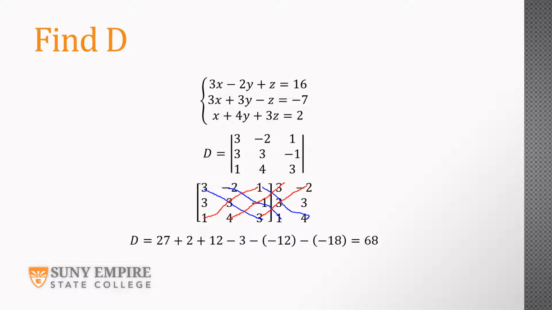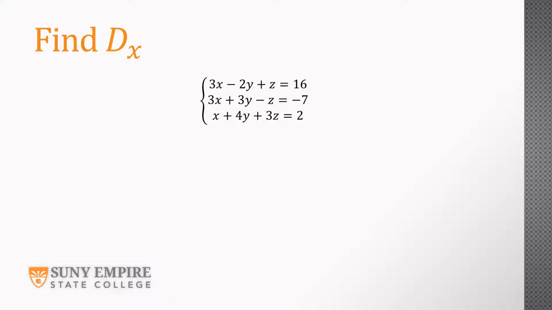Adding the top-down products and subtracting the bottom-up products, we have 27 plus negative 2 plus 12 minus 3 minus negative 12 minus negative 18 gives us a determinant of 68. We also need to find each of the determinants for the variables. First up is x.